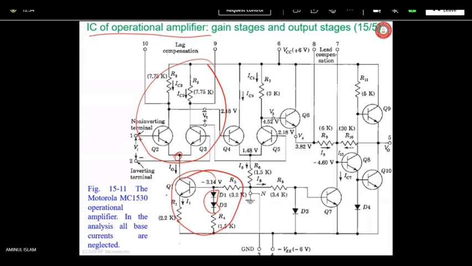Hence, the overall op-amp differential voltage gain is the multiplication of those gains, and it is nothing but 8,670. Note that node 1 and 2 are non-inverting, that we have seen. This is non-inverting. This is the inverting input terminal of the op-amp.